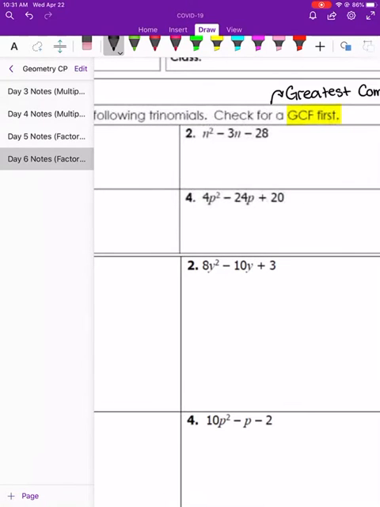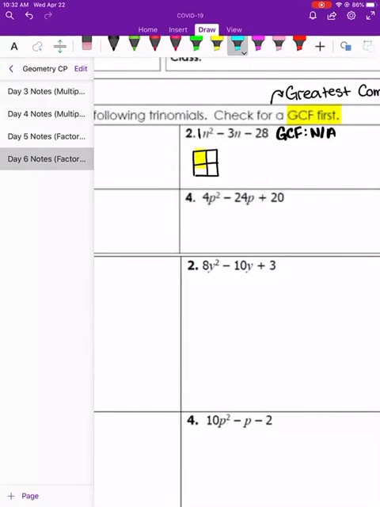So for problem 2, I have an n squared minus 3n minus 28. So is there really any number, if I know that this is a 1 up here, is there any number that can come out of all of these? Well, the only thing that can come out of a 1 is a 1. So there's really no other number. So I don't have a GCF. So GCF is not applicable. Okay. And then from here, we're just going to create our box like we did last time.